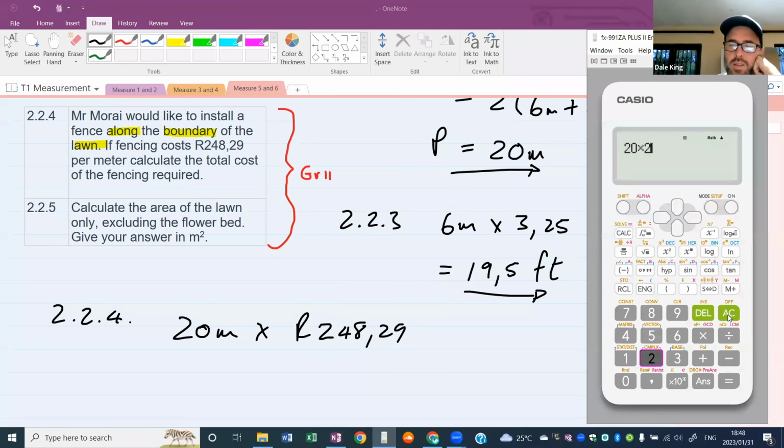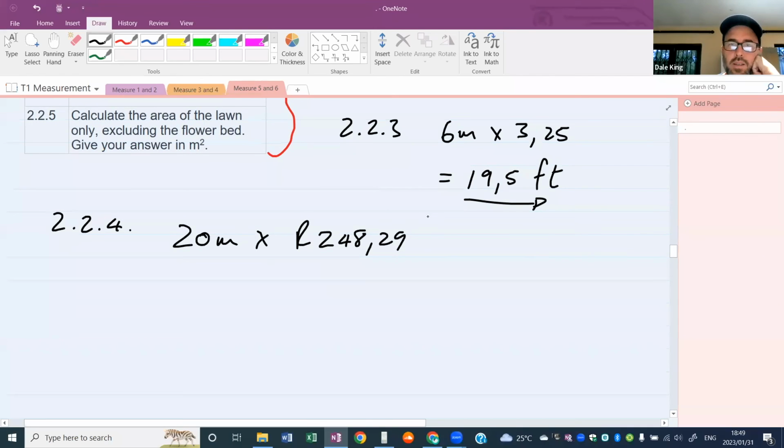All right, so times 248,29. Let's see what we get. 4965,8. Exactly like they said. 4965,8. Now, if they say 2, I don't think they'll penalize if you don't show the 0, but I like to show the second decimal anyway, especially with rands. Rands will always show 2 decimals. So just show the 0 there. It won't harm you to show the 0.